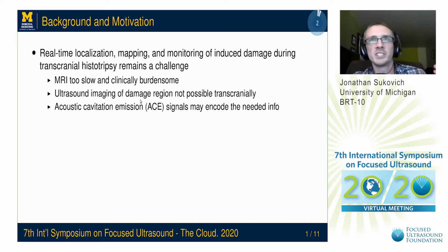So real-time localization and mapping of histotripsy-induced damage transcranially remains a challenge because MRI is too slow and clinically burdensome. You can't image damage regions through the skull using ultrasound, but you can use acoustic cavitation emission signals, which encode the information you need to do all those things.